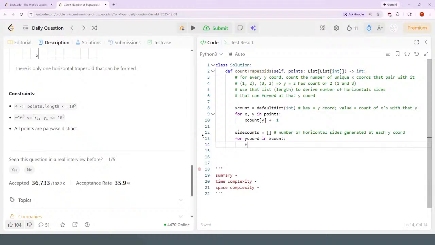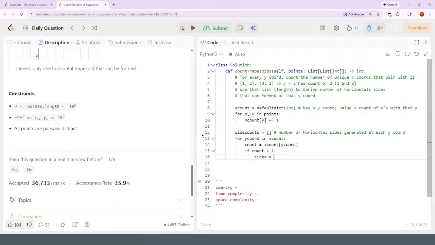Okay, so say the count is equal to the x count for this y coordinate. And then if the count is greater than 1, then sides should be equal to count times count minus 1 all over 2. Append this number to side counts.